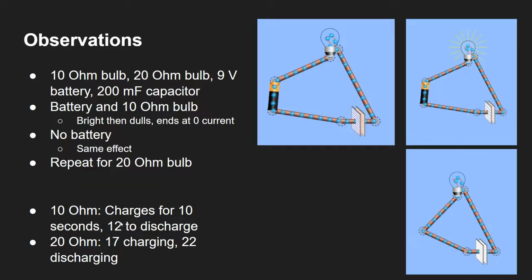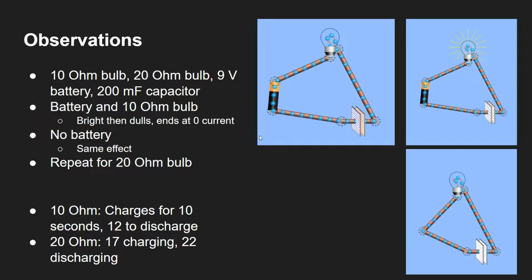Now here we have some circuits with 10 ohm bulbs, a 20 ohm bulb, a 9 volt battery, and then a 200 millifarad capacitor. And with the battery and the 10 ohm bulb, we can see that it starts on bright and then it dulls to nothing, ending at 0 current. And then with no battery, we get the same effect.